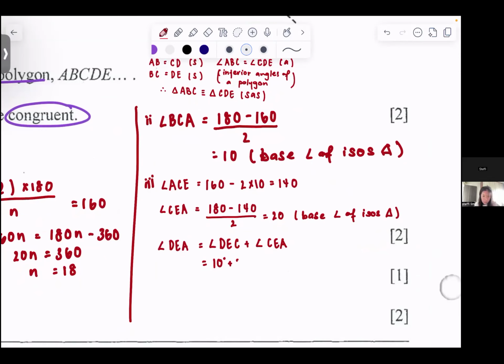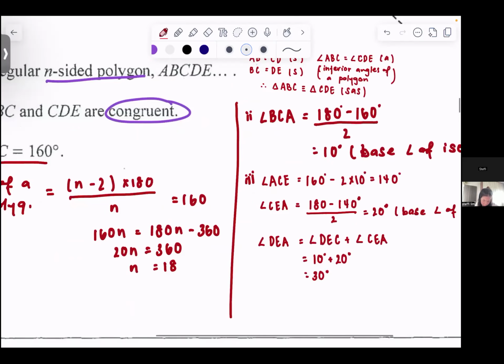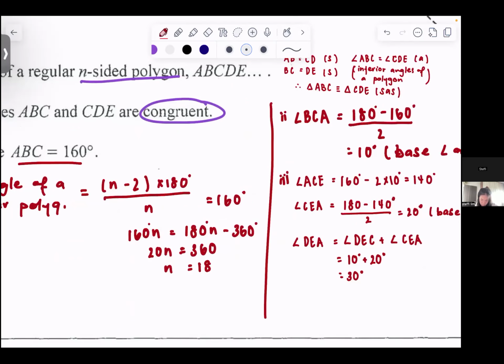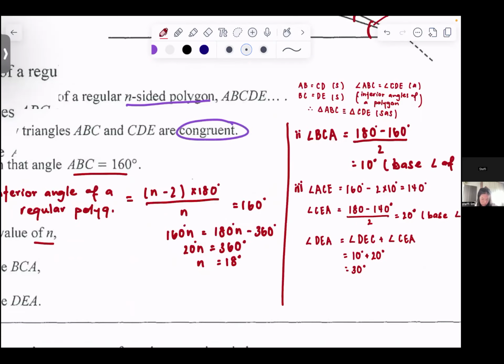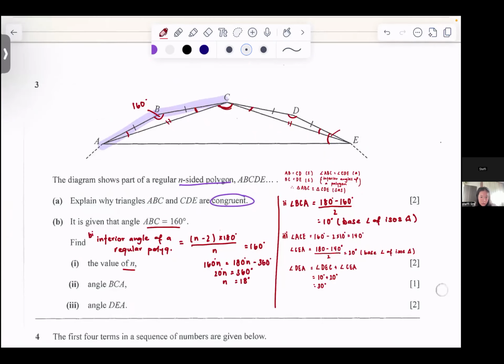Okay, I realized that I haven't been putting my degree sign, so please go ahead and edit. Remember to edit, or you'll be losing marks for it. You have to let the examiners know you are finding all of this in degrees. This is a mistake that you should not be making. Okay, so this should be the final answer.